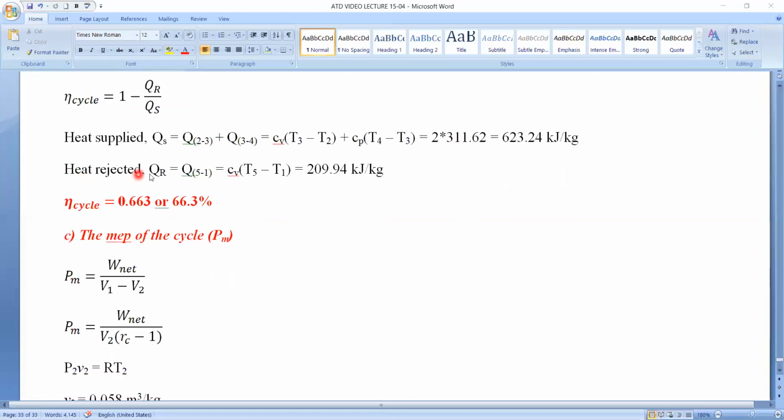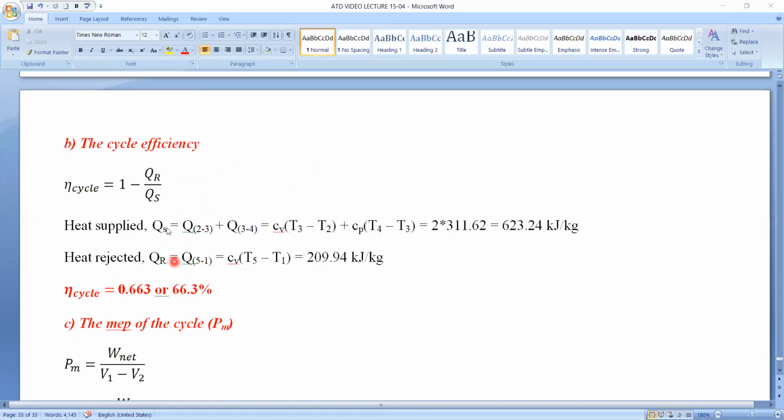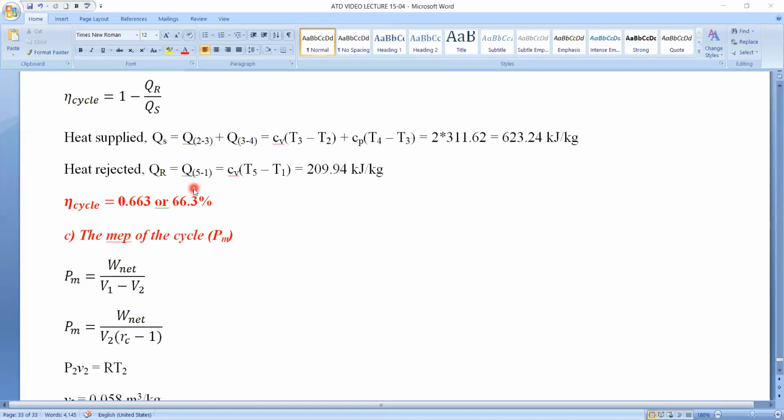Similarly, the heat rejected QR is given by, see, during the process 5 to 1 the heat rejection takes place, which is a constant volume process. So Cv into T5 minus T1. T5 you know, T1 you know, Cv is 0.718 kilojoules per kg kelvin for air. Substitute and get the value of QR, that is 209.94 kilojoules per kg. Okay, students, substitute the values of heat supplied and heat rejected in this equation. You will get the value of cycle efficiency as 0.663 or 66.3%.